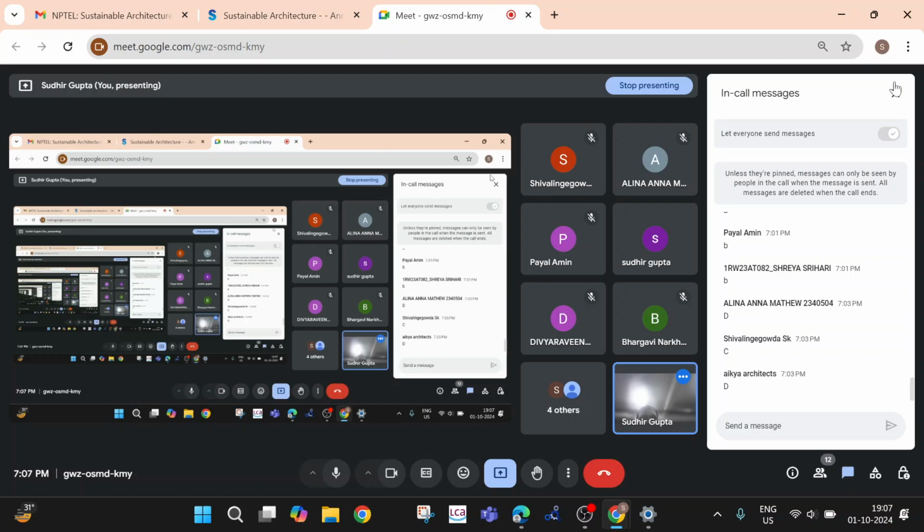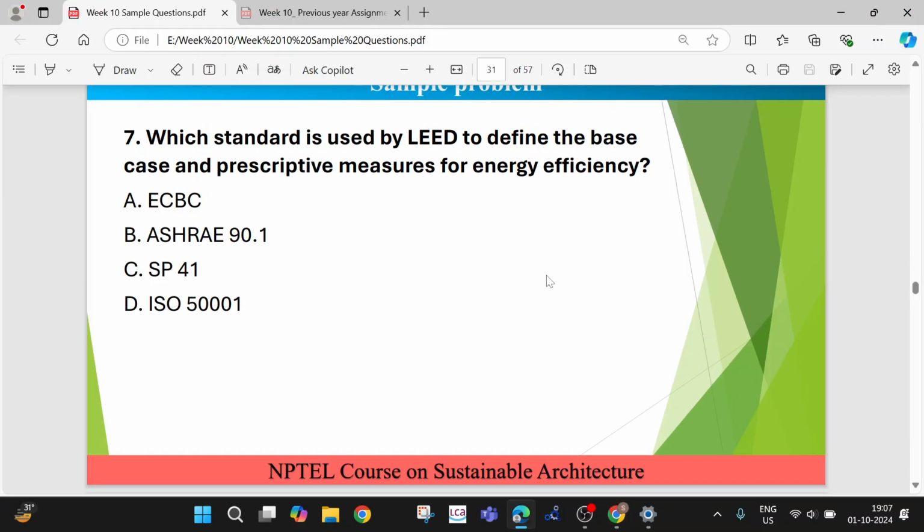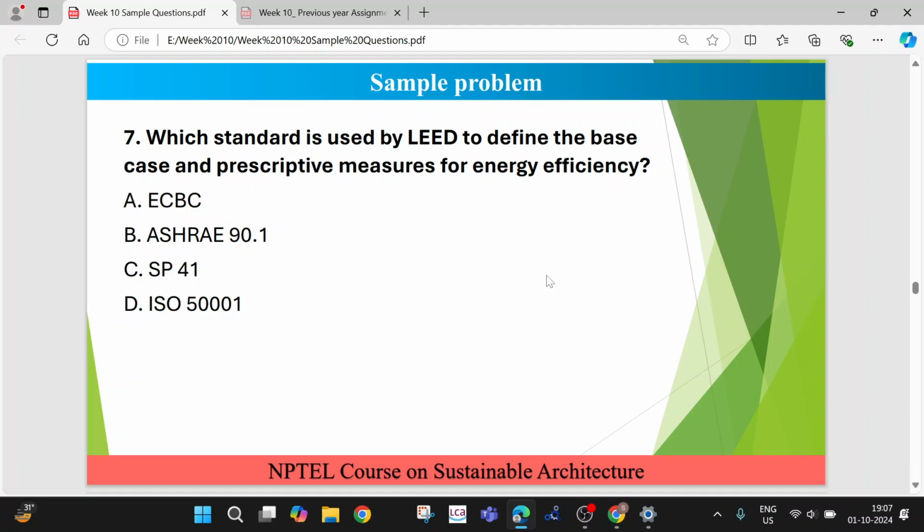Let's move to the next question. Question number 7. Which standard is used by LEED to define the base case and prescriptive measures for energy efficiency? So LEED utilizes which standard? All of you try to give an answer.